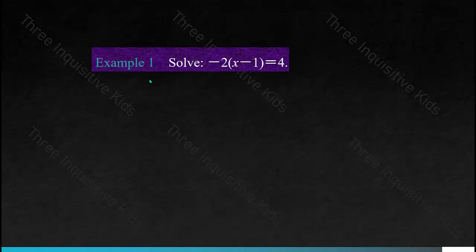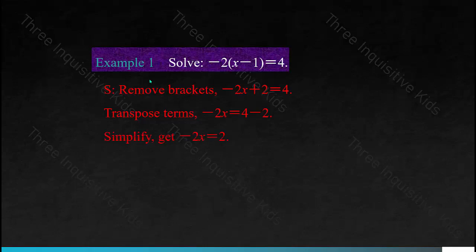Let's do some practice. Solve -2 times the difference of x and 1 equals 4. First, we remove the brackets, so we use the distributive property to multiply -2 into the parentheses, giving us -2x plus 2 is equal to 4. And then we use the knowledge we learned from the last video to transpose terms and then simplify, which we get x is equal to -1.